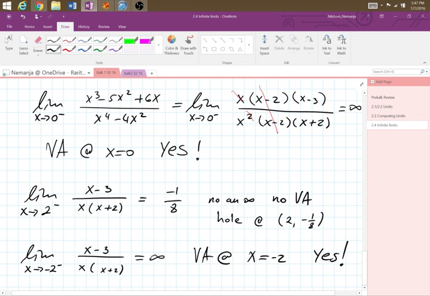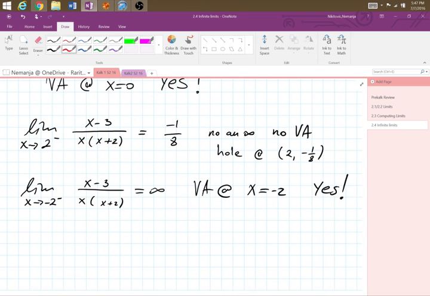So out of the 3 candidates in problem 24, 2 were vertical asymptotes and 1 was a hole. And the one that is a hole is the one that gave us -1 over 8 in the limit. So what is the answer? The answer is vertical asymptote at x equals 0 and x equals -2. Done deal. And the rest of the problems are the same, just different numbers. So keep pounding on it until it makes sense.